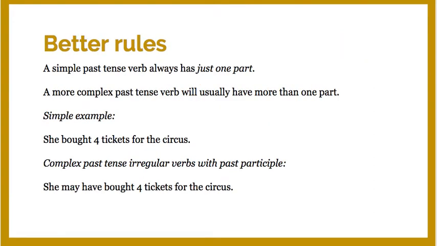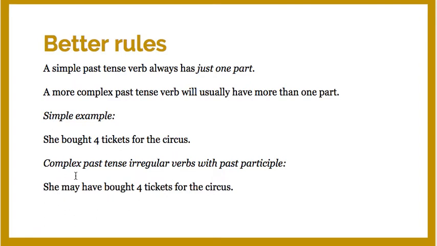So some better rules for you to understand when we're talking about irregular verbs. A simple past tense verb always just has one part to it. So that means that it's just going to have one word to it. A more complex past tense verb will usually have more than one. So here's an example of simple. She bought 4 tickets for the circus.